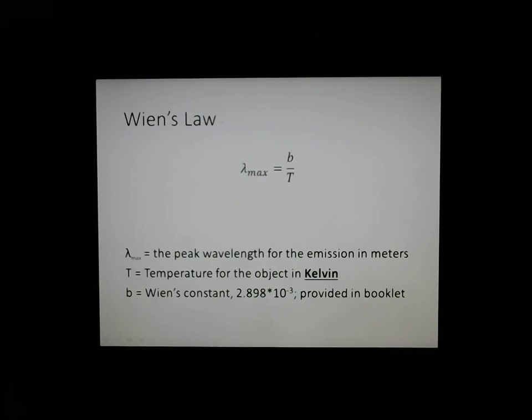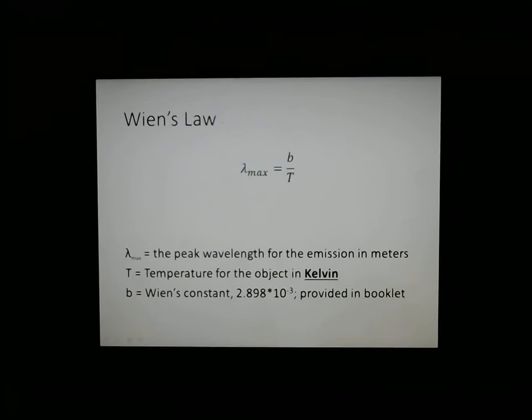So please make sure that, for this one, because there's just a T, it's not a delta T, it's not a change in temperature, you must use Kelvin. And the other clue should really be that you can't have a negative wavelength. But if you've got something like 16 degrees Celsius and you chuck 16 into it, you're going to get the wrong thing.